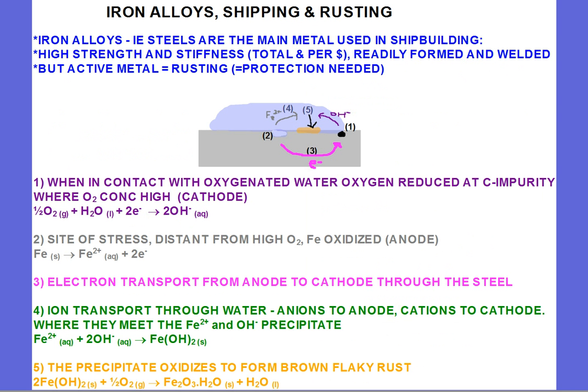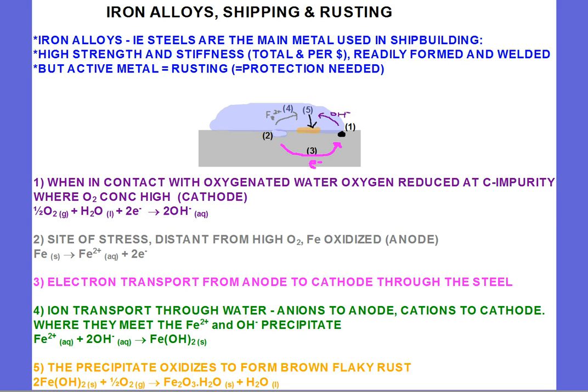Iron alloys, shipping and rusting. We know that iron alloys, i.e. steels, are the main metal used to make ships. That's because they've got high strength and stiffness, and they've got very high strength per dollar as well. High strength per weight value is very important, and they're readily formed and welded. But because it's an active metal, it rusts, and therefore protection is needed.